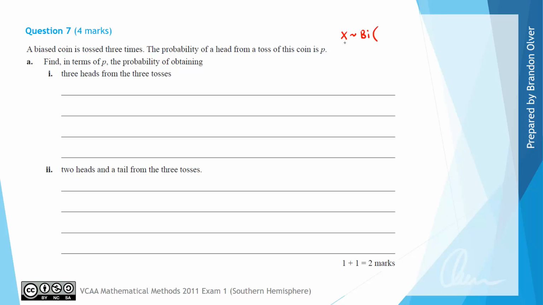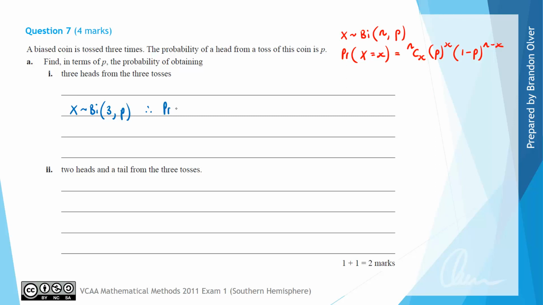binomial distribution, and for a binomial distribution with n trials and a probability p of success, the probability that x is equal to a number of successes is n choose x times the probability of success to the number of successes times the probability of failure to the remaining number of trials, or n minus x. So for this question we know that x is distributed binomially with n equal to 3 trials, and a probability of getting a head from a toss is p, so that is the distribution.